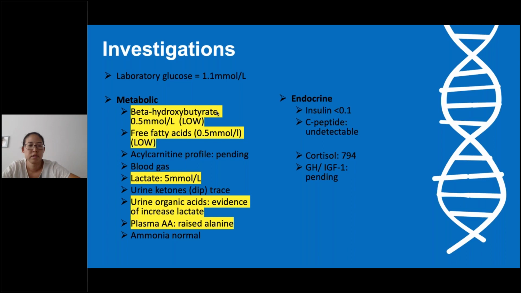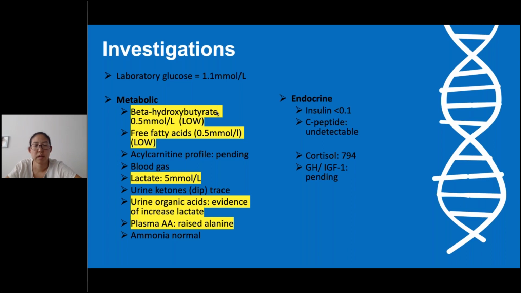The acylcarnitine profile is still pending. You do a blood gas. The lactate is high. That's one. You can see increased lactate in his urine organic acids as well. And in the plasma amino acids, you see a raised alanine. Raised alanine is kind of a surrogate marker of how high your lactates have been over a longer period of time. So in this case, it's telling me that the lactate's been up for a while. And his ammonia is normal, so that's okay.